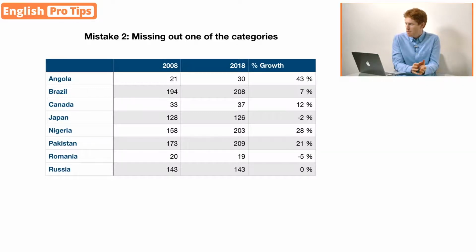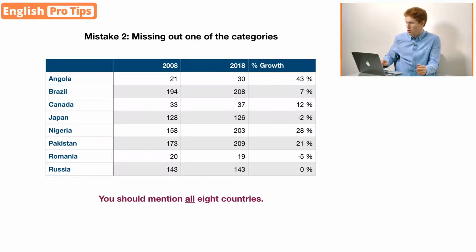Okay, let's move on to mistake number 2, and that is missing out one of the categories. So we have 8 countries. We've got Angola, Brazil, Canada, Japan, Nigeria, Pakistan, Romania, and Russia. Now, in our answer, we need to mention all 8 countries. If we miss out one of these countries, then we're not fully reporting the graphic. For example, if your answer fails to mention Russia, then you're not going to get a high score because you're missing out some of the information.